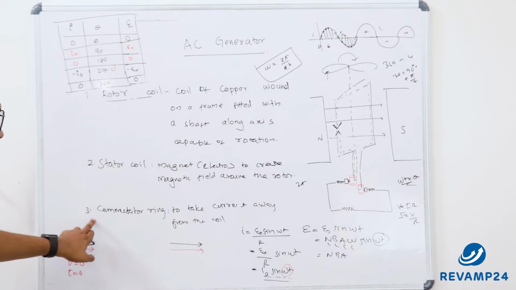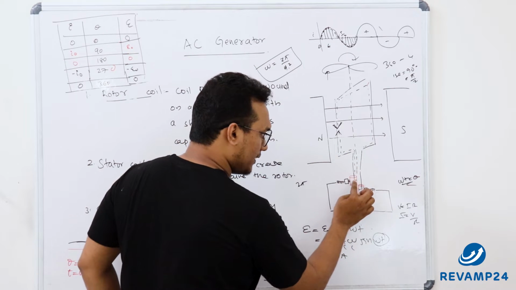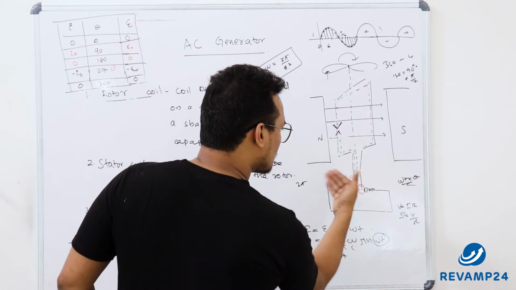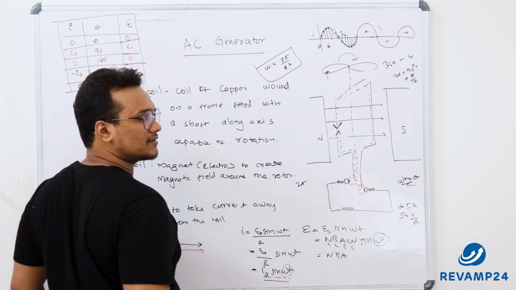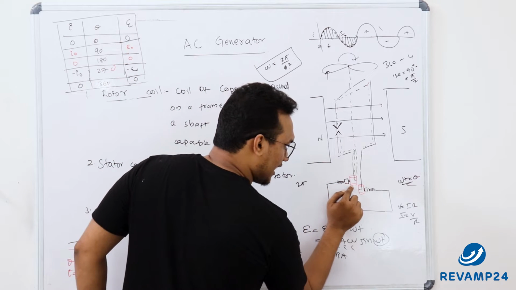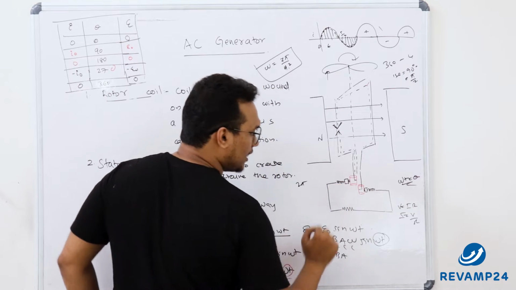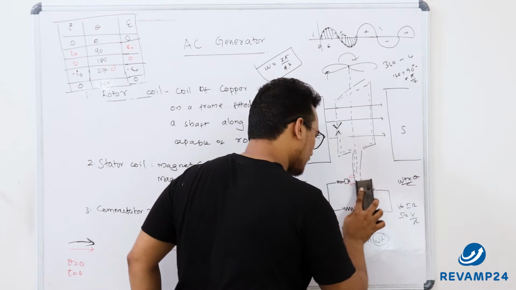Now what is the function of the commutator ring? See, this will now be connected to a ring. Now whenever the whole thing is rotated, this ring also will rotate. Now how can we take current from this ring? By connecting a carbon brush here, and along with the carbon brush we will keep a spring here. So this will actually be in this way.